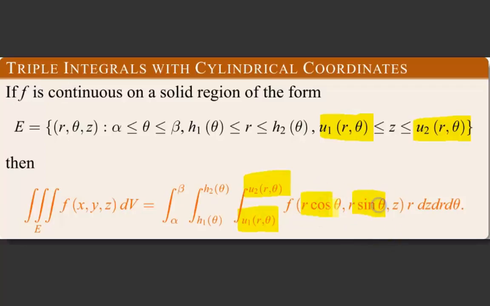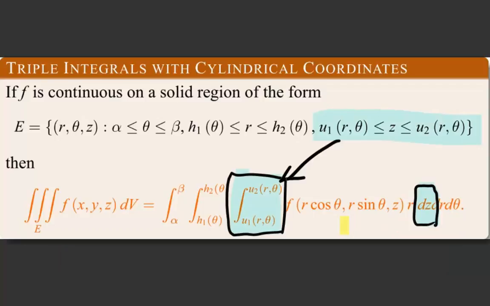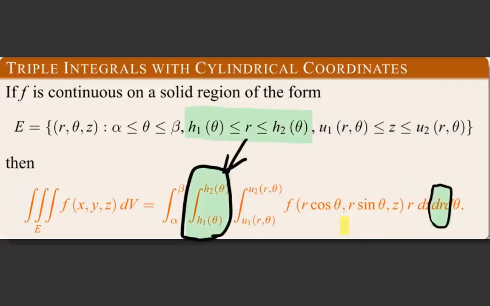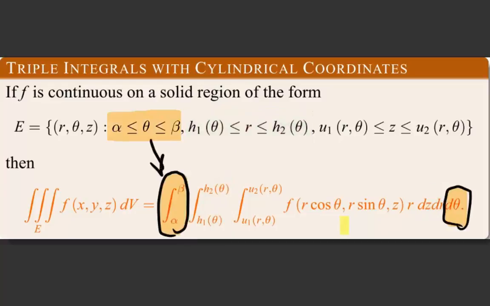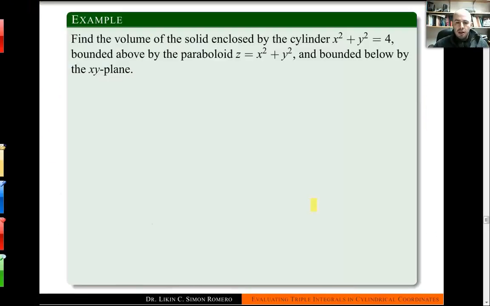Remember, x and y, we change them into polar coordinates. We have the extra r, and then z moves between two functions that depend on r and theta, then we integrate with respect to r. r could move between two functions that depend only on theta, and theta moves between numbers. So start putting the functions with more variables inside, and then you go working your way backwards until you have the variable that moves between numbers at the end. So let me give you an example.